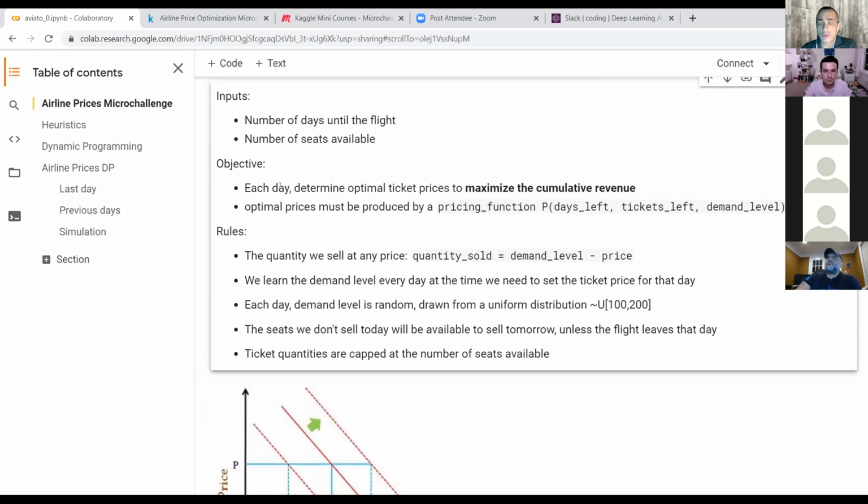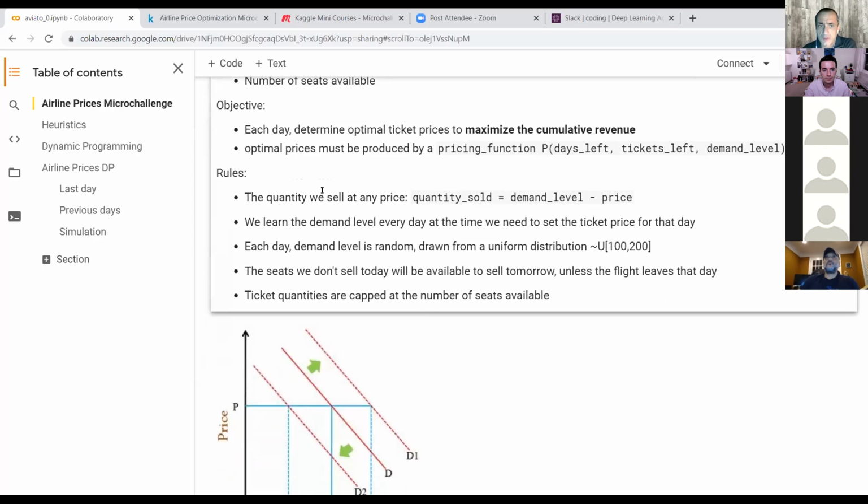So as I said, the objective is, of course, to make as much revenue as possible from the flight. And the instrument with which we optimize is this thing called a pricing function. So each day we decide for how much we are going to sell the tickets, and depending on that, we get some daily revenue. That continues for as long as the flight is available, and that builds your total cumulative revenue.